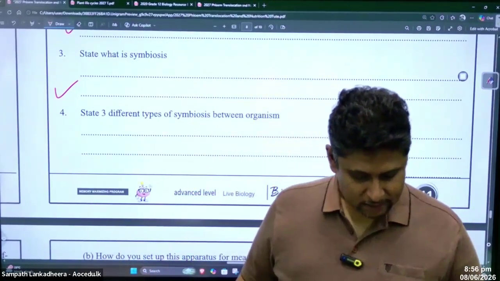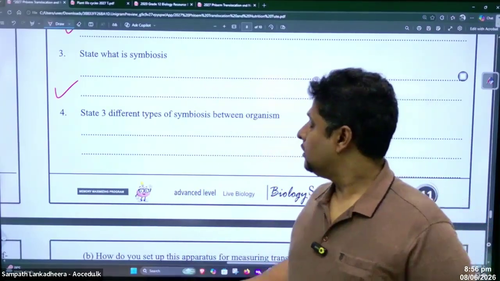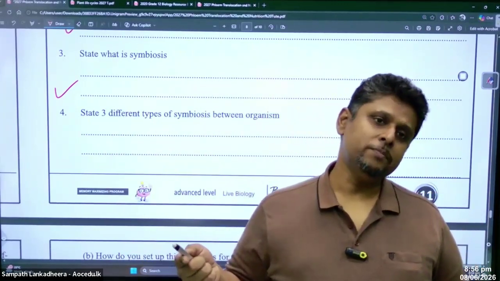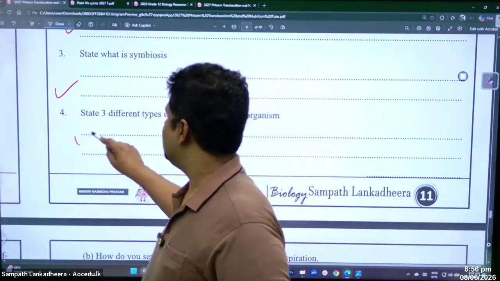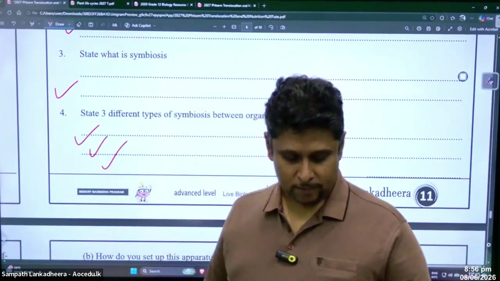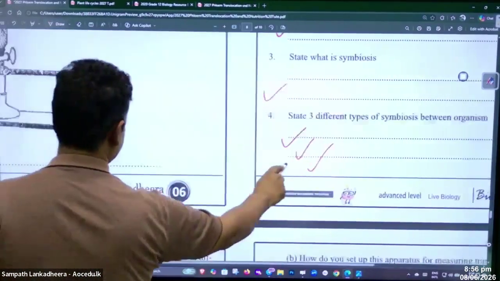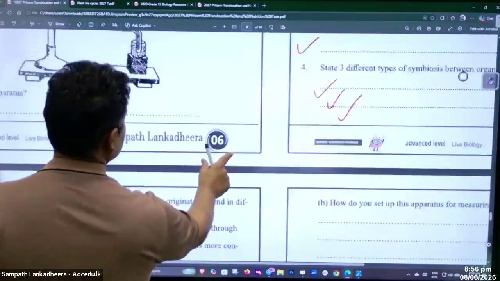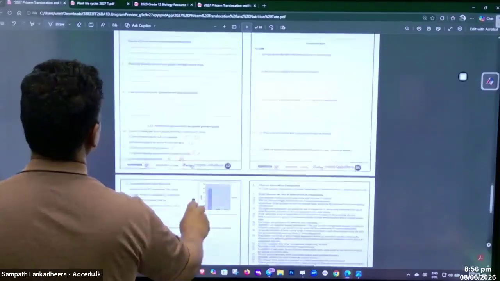State three different types of symbiosis between organisms. Three types of symbiosis: mutualism, commensalism, and parasitism. You're right, three. Mutualism, commensalism, and parasitism. Right? 11, 12.